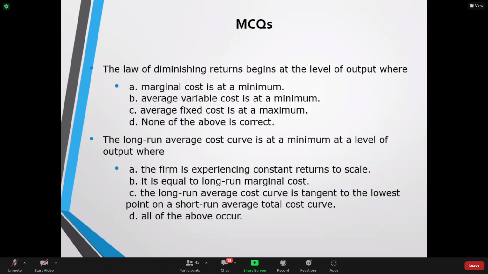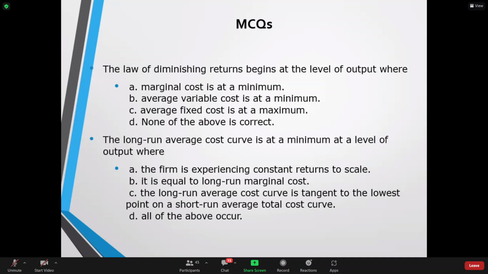Firm is experiencing constant returns to scale. Yes, correct, no? At constant returns to scale, long run average cost is minimum, and it's equal to long run marginal cost. That is also correct, because we know the theory: marginal cost, whether it's short run or long run, will intersect the average cost at the minimum. So if the average cost is minimum, that's equal to long run marginal cost. So the second point is also correct.